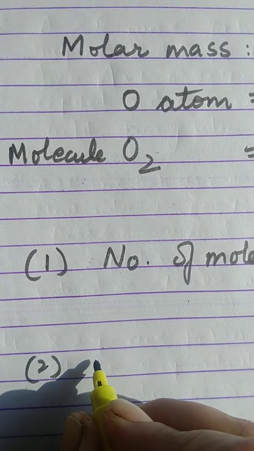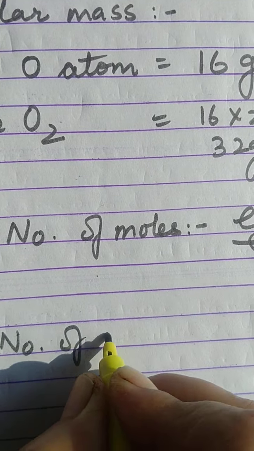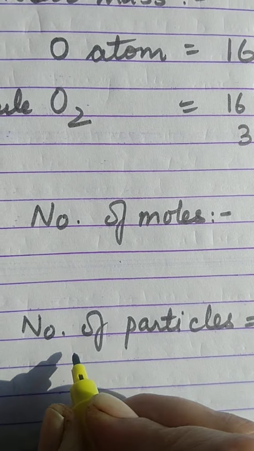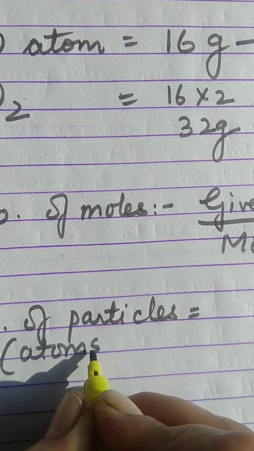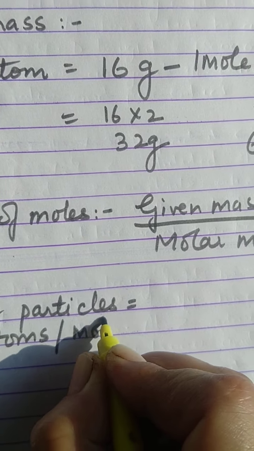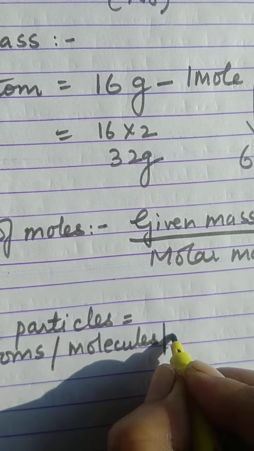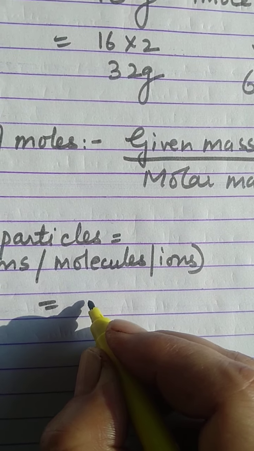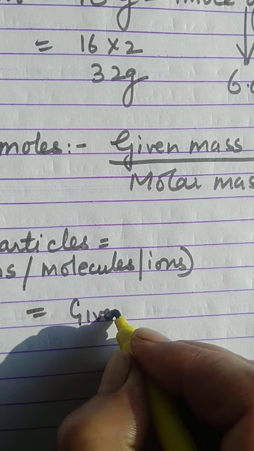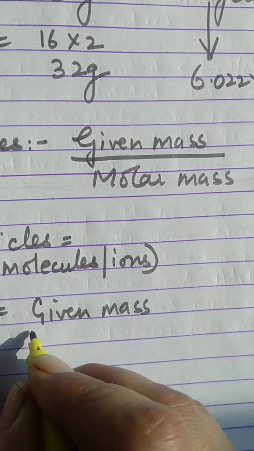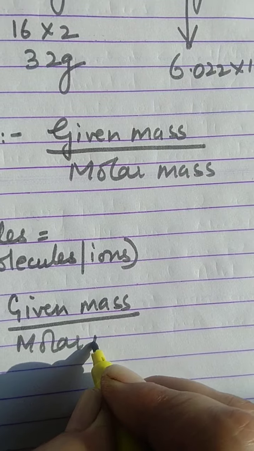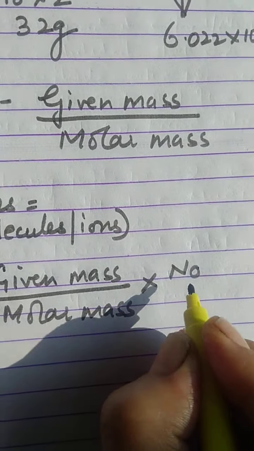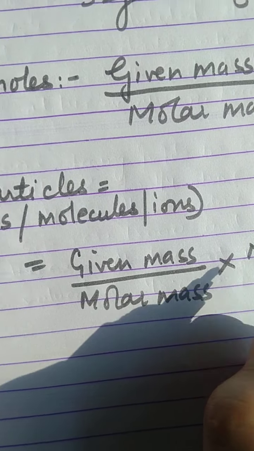And second, how to calculate the number of particles. It can be the number of atoms, the number of molecules, or the number of ions. Right? The formula is given mass upon molar mass into NA, the Avogadro constant. The value is fixed.